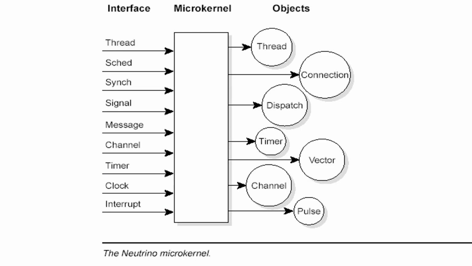So the interface that we have for the Neutrino microkernel is that on the bus, we have events that come from threads, the scheduler, synchronization, signal, message, channel, timer, clocks, and interrupts. And the objects that we deal with, whose state we change, are threads, connections between threads, same machine, different machine, the scheduler and the dispatch mechanism, timers, the interrupt mechanism, the interrupt vectors.